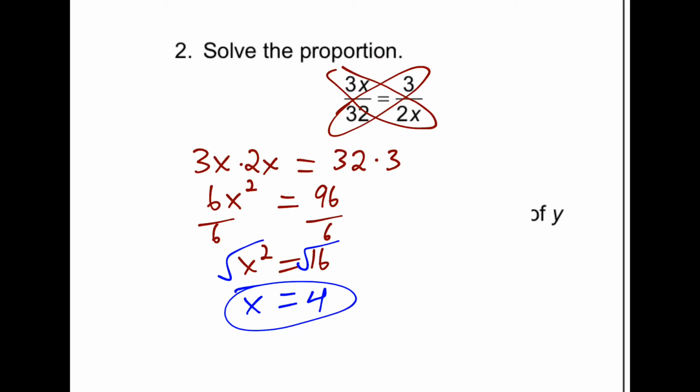So we would have ended up with 12 is to 32 as 3 is to 8. And for both of those, if you take the number on the right and multiply by 4, you get the number on the left, so everything looks good.